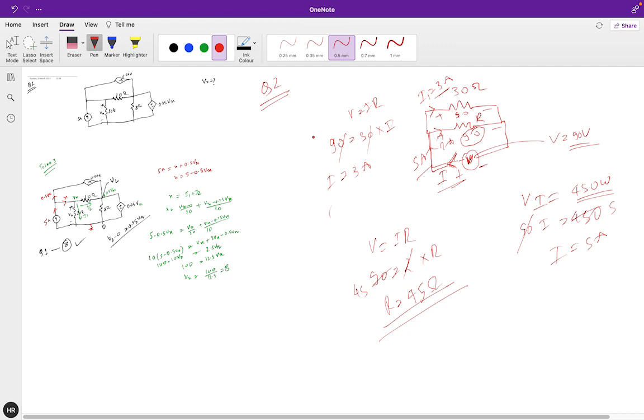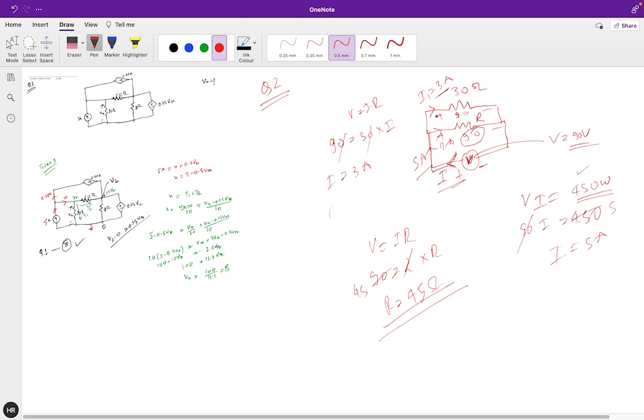See, what I did now: in the question, it is given that the product of V into I is 450, because the overall power dissipated in this branch is 450. And if this is 90 volts, that means the resistance R also has 90 volts because these two are connected in parallel. This is also 90 volts.